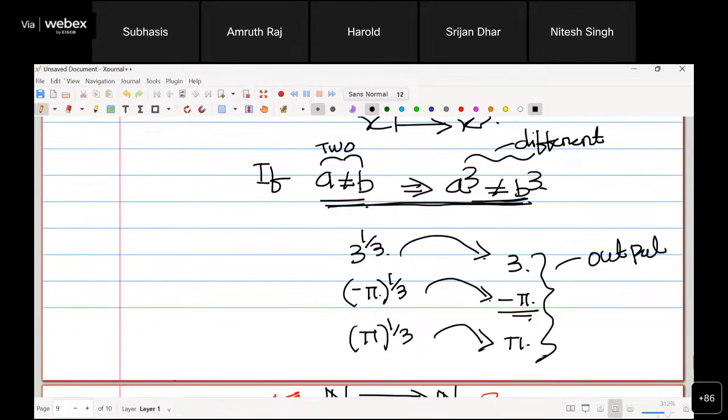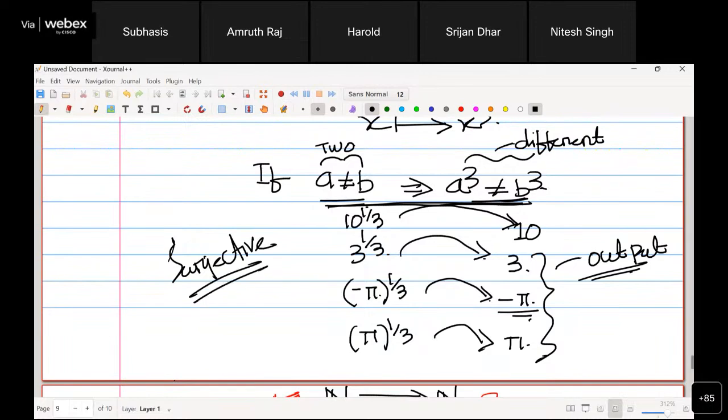So to be more specific, I can get all the real numbers in my output, whatever real number I want. If I want 10, I take 10 power 1 by 3, and I will get 10 as my output. So I can get all the possible outputs. That's why this function is surjective. So this is injective as well as surjective.